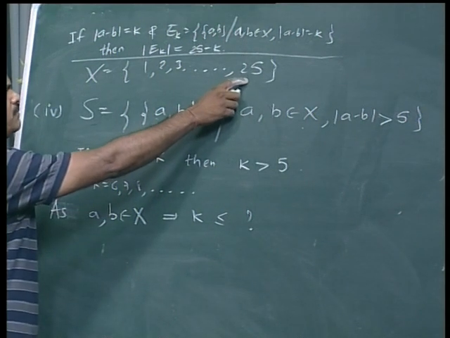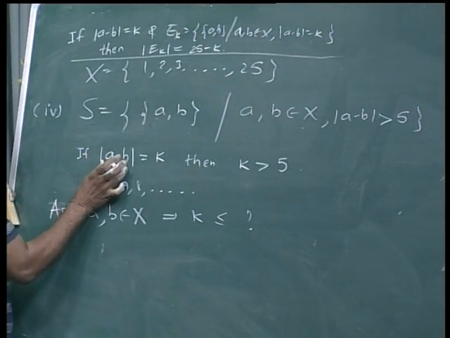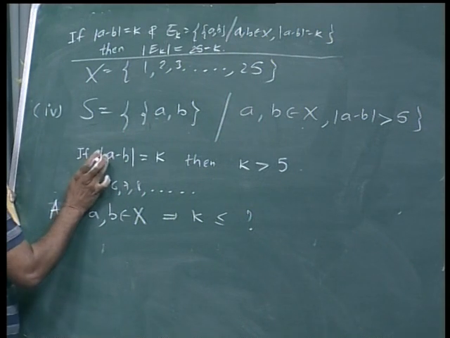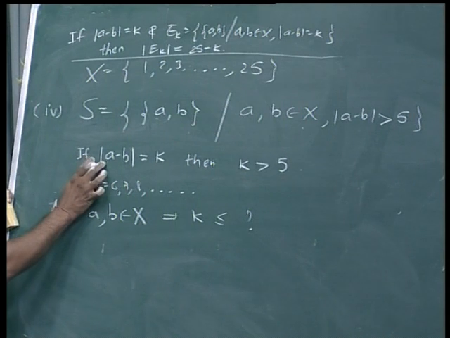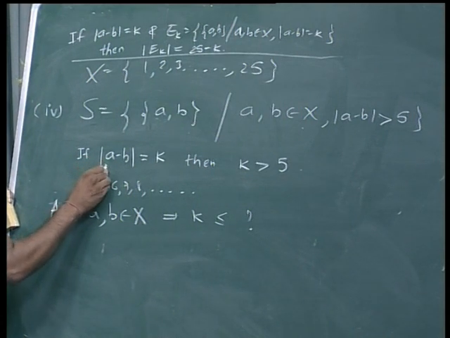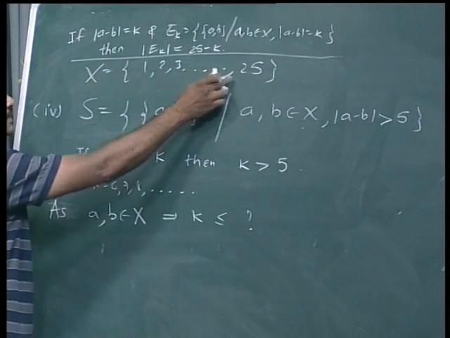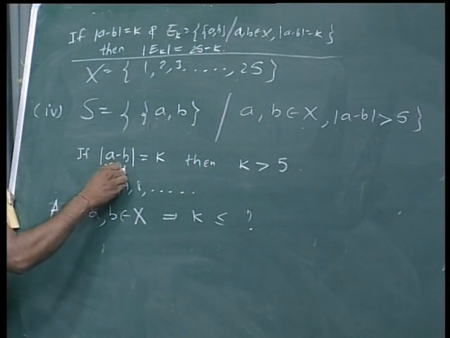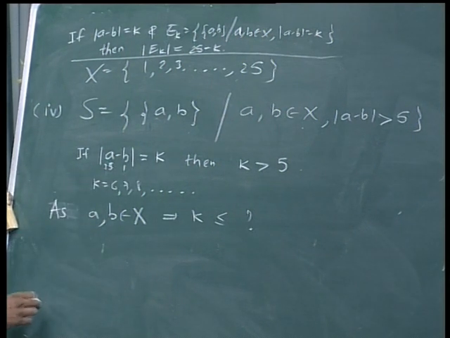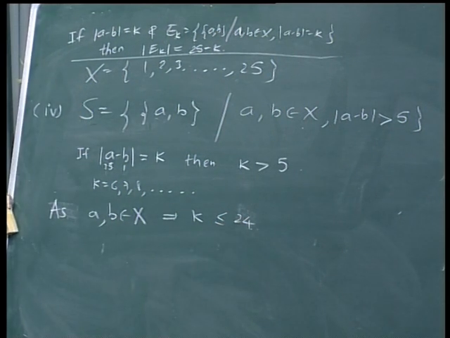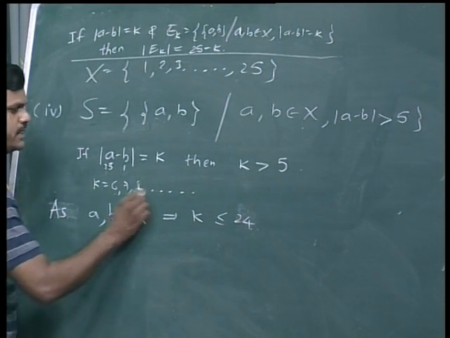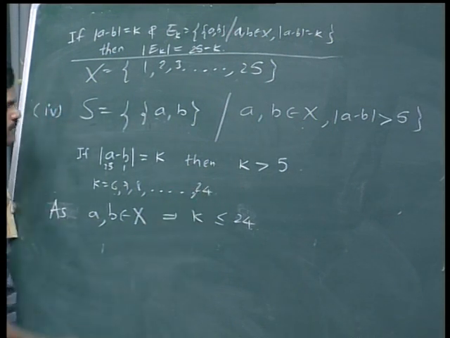The maximum value of this difference can be obtained by putting the maximum number for A and the minimum number for B from the set X. So if I take A equal to 25, which is the maximum value from X, and the smallest value is 1, then 25 minus 1 is 24. So the maximum value of K will be 24. Do you understand this? So K starts from 6 and goes up to 24.